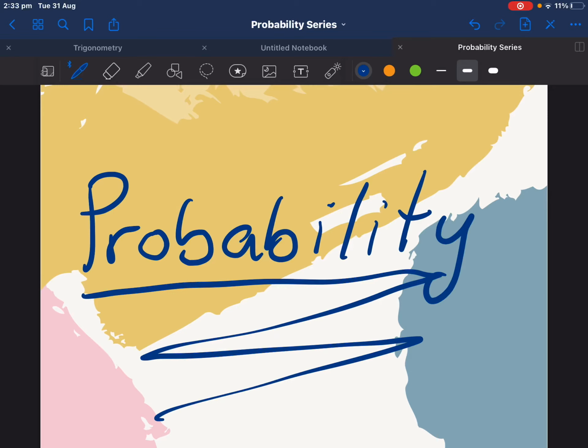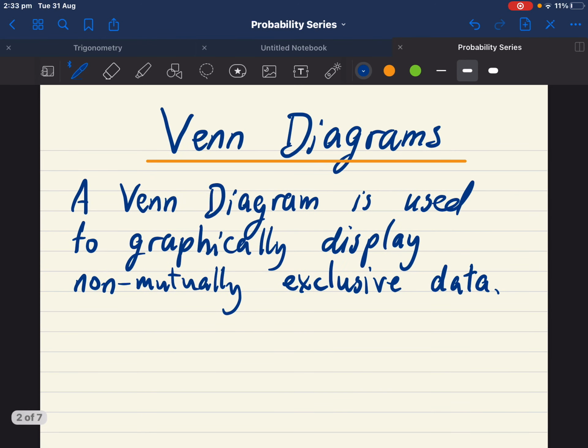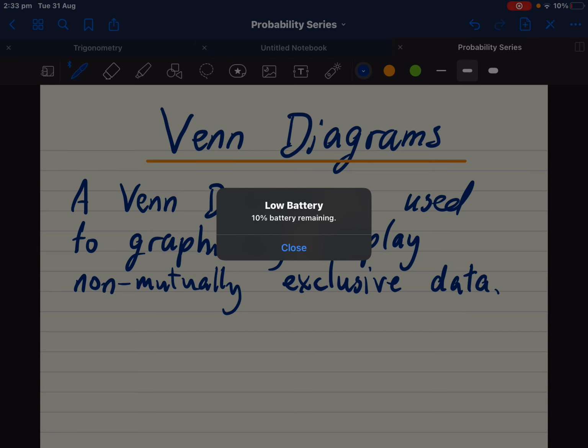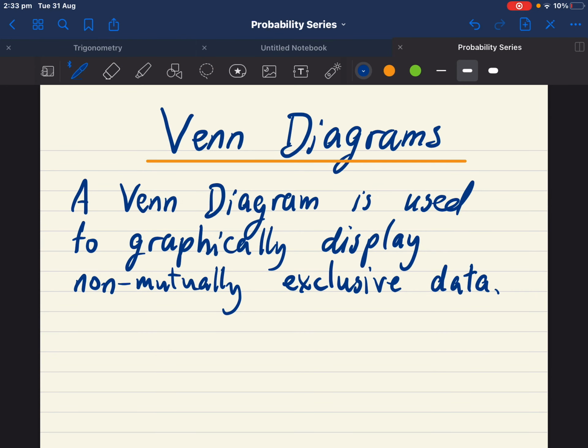Now, our very first lesson is going to be on Venn diagrams. So, if you're a little bit unsure about what mutually exclusive data is, what non mutually exclusive data is, what a set of data is, or what the intersection or union of a set of data is, then this is going to be a really good lesson for you.